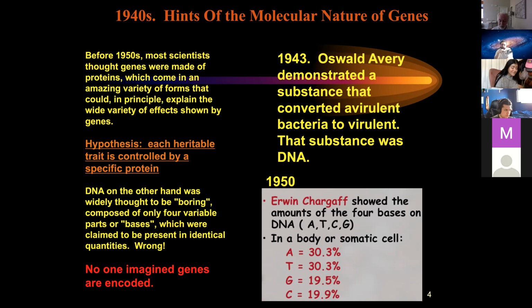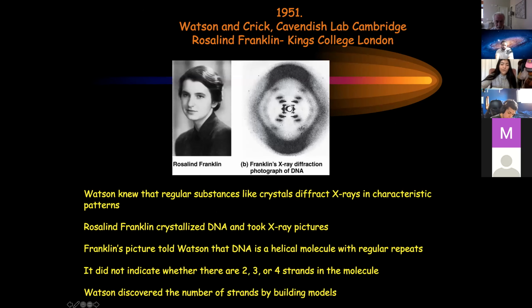Then in 1950, a man named Erwin Chargaff showed that if you looked at the percentages of A's and T's and G's and C's, A always equaled T, 30%, and G always equaled C, 19%. Now this was, again, a profound result, very striking, but nobody knew what to make of it until Watson, Crick, and Franklin came along.